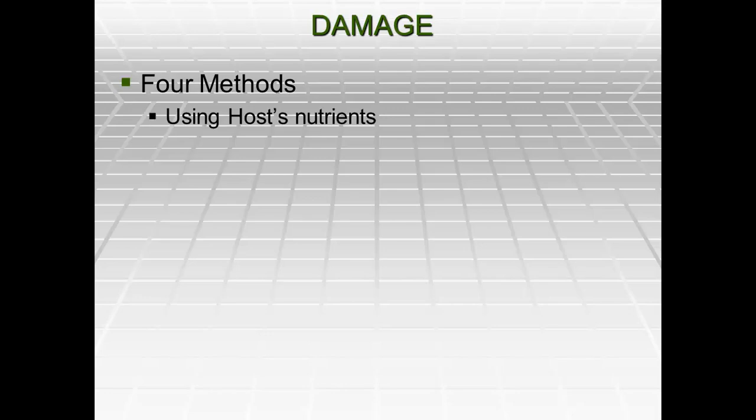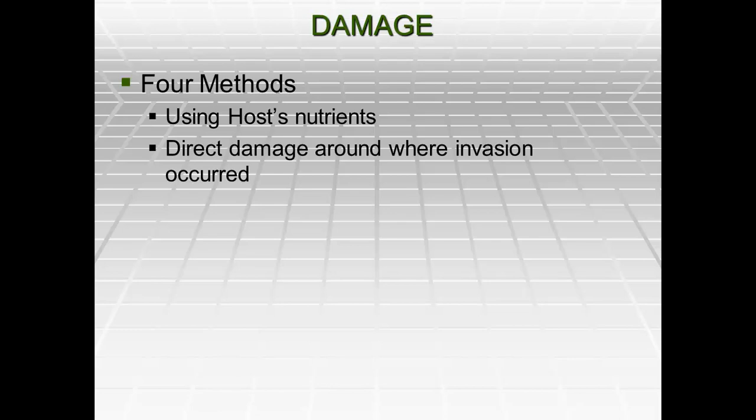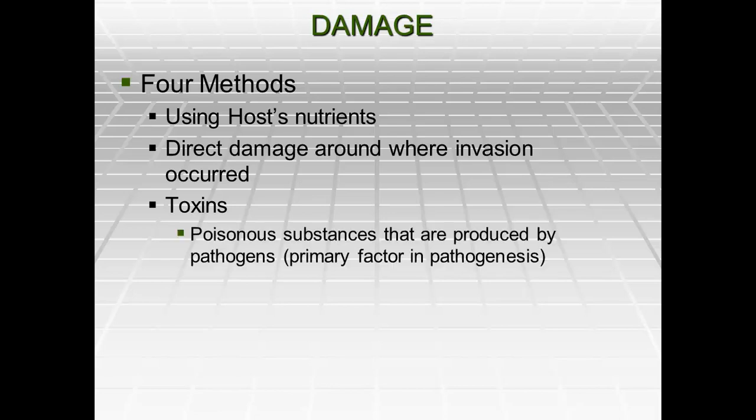1 is using the host nutrients. 2, direct damage around where invasion occurred. 3, toxins. Toxins are poisonous substances that are produced by pathogens. They are substances that contribute to pathogenicity, so a primary factor in pathogenesis. Toxicity is the ability to produce a toxin.